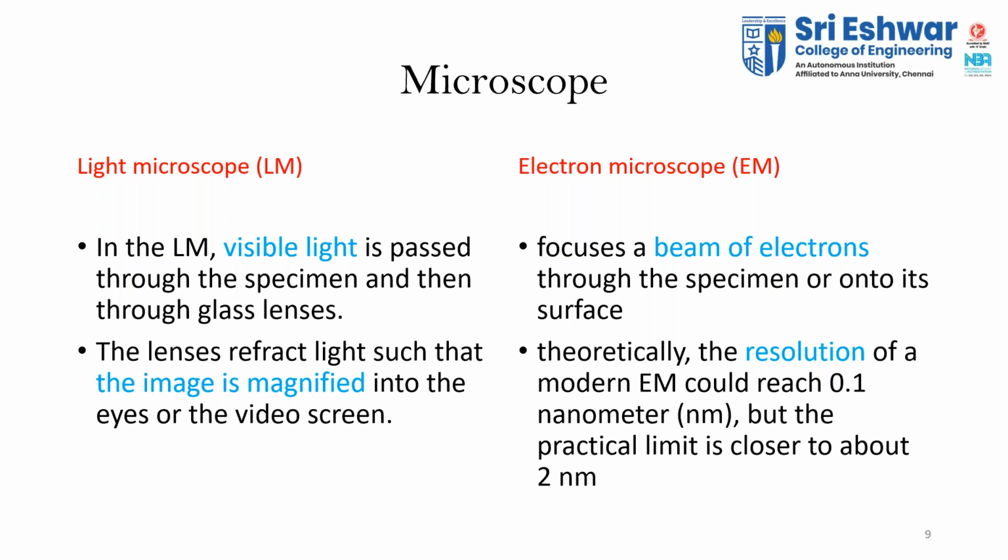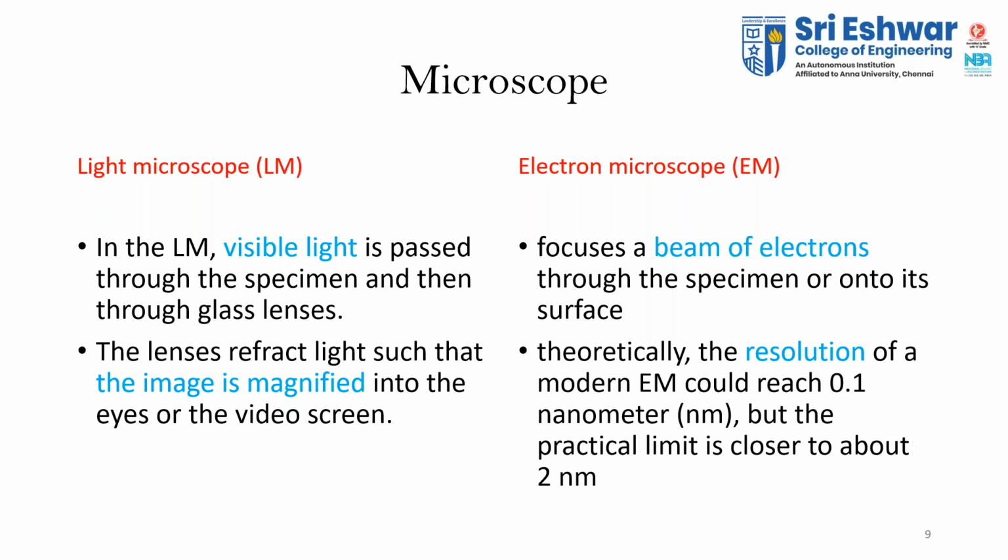Okay, specimen is nothing but a sample. Let's say for example it is a cell, or blood, or urine, whatever sample we are going to look at, that is called the specimen. The lenses refract light such that the image is magnified into the eyes or the video screen. So when we focus the light over the specimen, the lenses refract, not reflect, so that the image will be magnified.